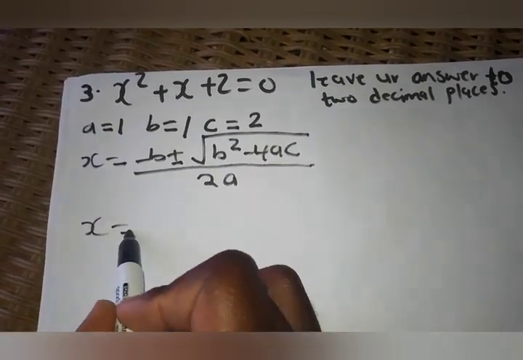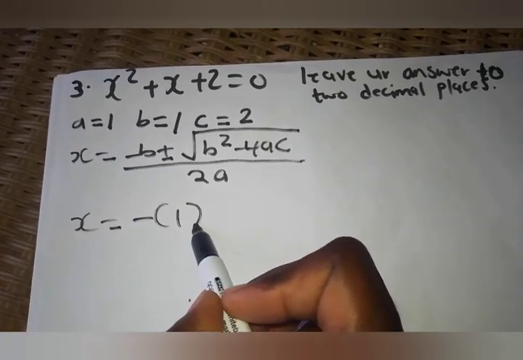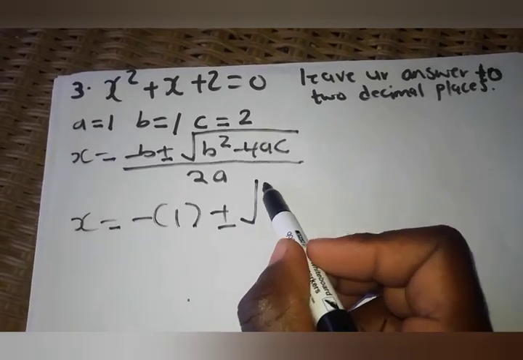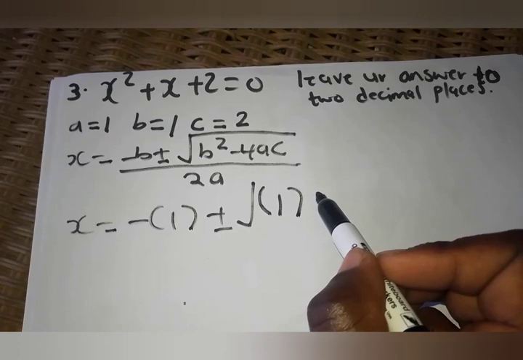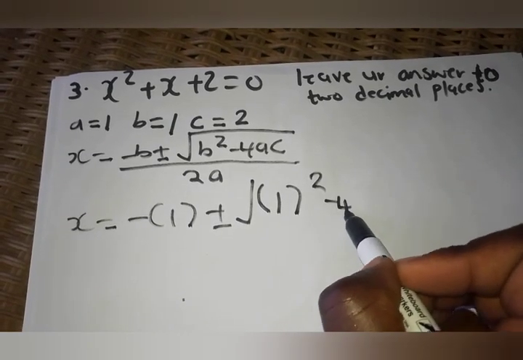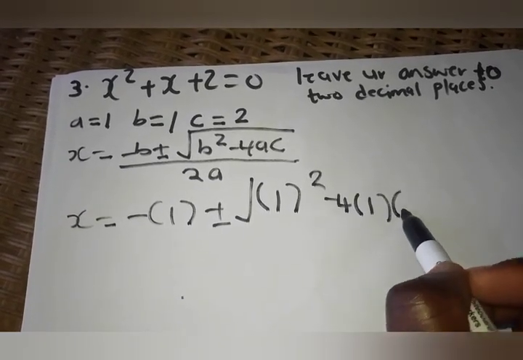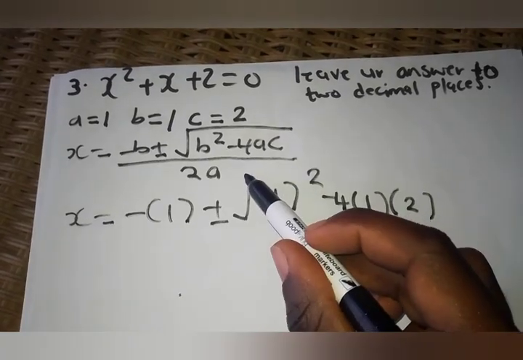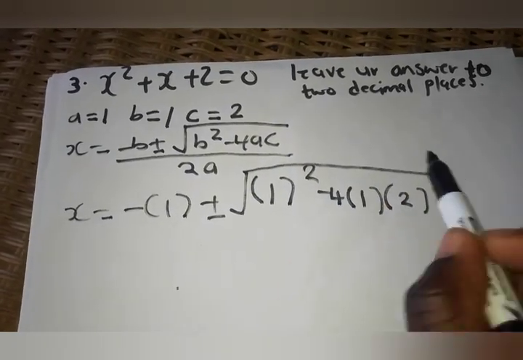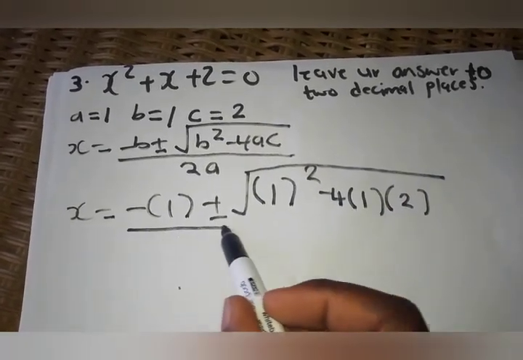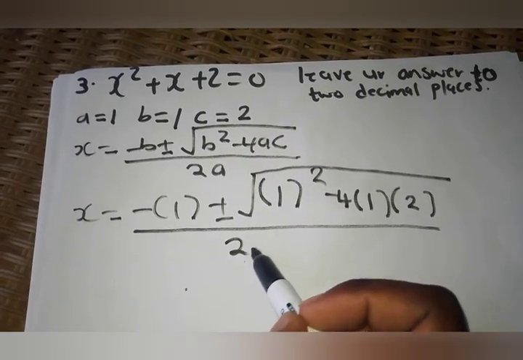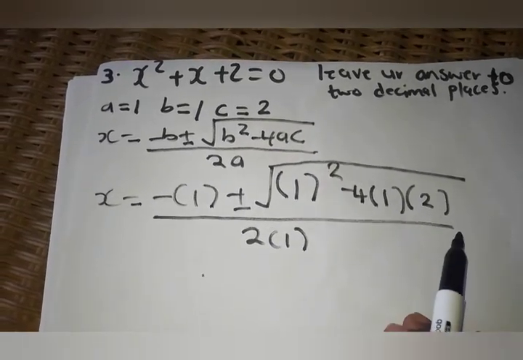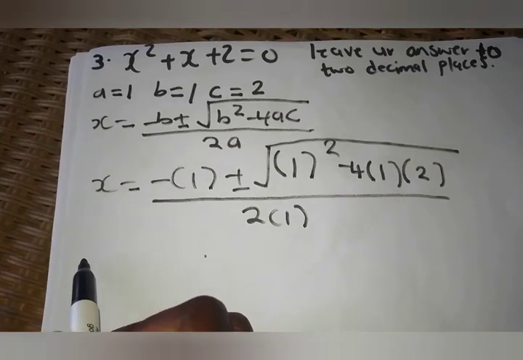I hope now you get it. So you take it as it is with its sign. So we have 1 squared minus 4, open bracket, 1, close bracket, open bracket, 2. Now, let me do that. Now we divide everything by what? By 2, open bracket, 1. Now when you are here, just use your calculator.